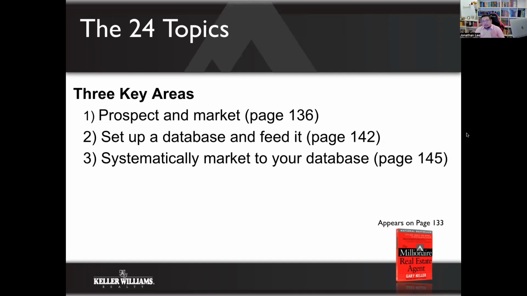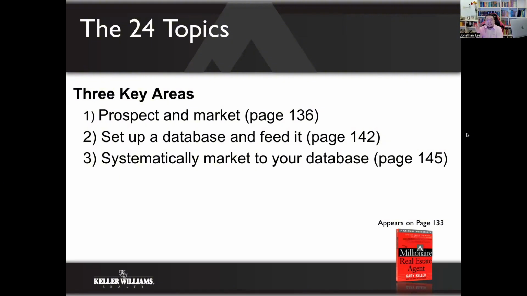Second thing is, how do you set up a database that you can feed systematically? Question number one, how many of you have an organized database? How many of you have an organized database? Now, if you have your MRA book, I will ask you to turn to pages 142 and 143. Those two pages are really talking about how you build a database. To me, this is the most important thing in your entire business.